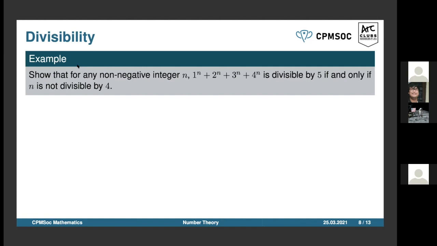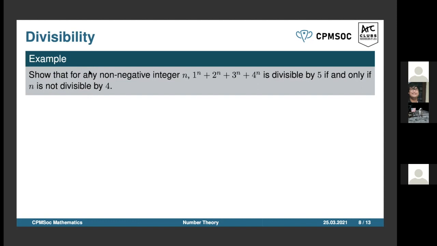So what it means is if the first half of the statement is true, so the number is divisible by 5, then it must follow that n is not divisible by 4. But also the converse is true, meaning that if n is not divisible by 4, then the expression is divisible by 5. So you can see this question may look quite daunting at first because we have these powers. We're taking different numbers to the power of n and adding them together. And somehow we have to find out when this number is divisible by 5.